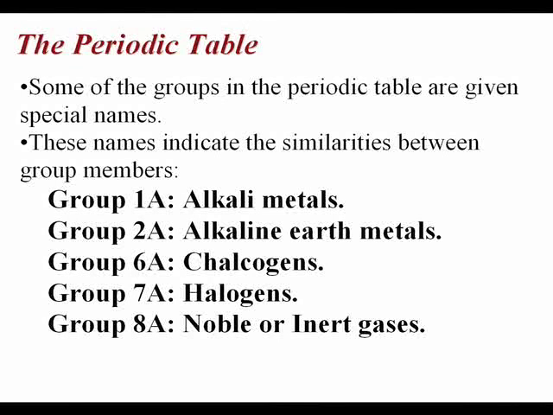But group 1A, called the alkali metals, alkaline earth metals for 2A. 6As are called the chalcogens. 7A are called the halogens, and 8A are the noble or inert gases.